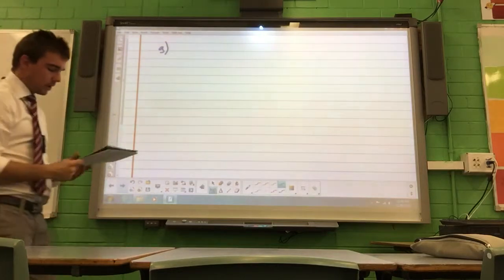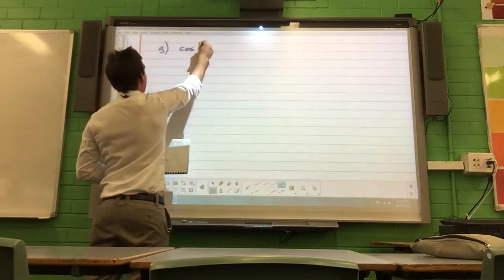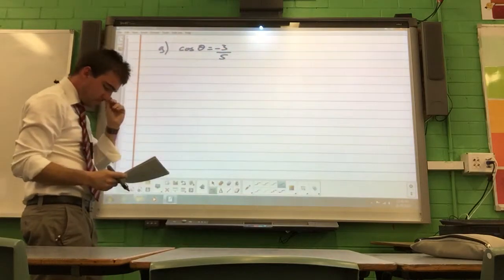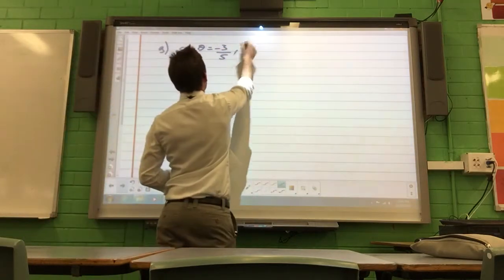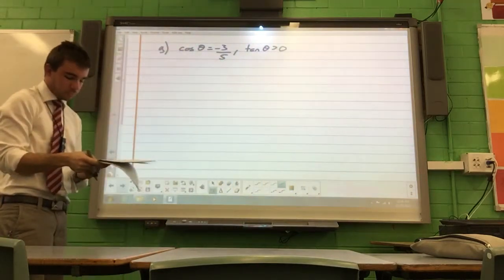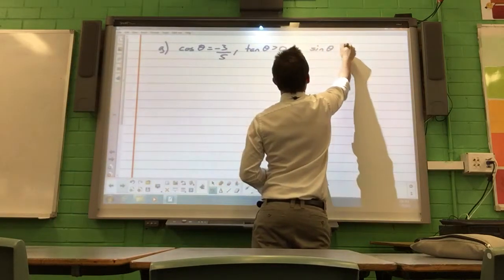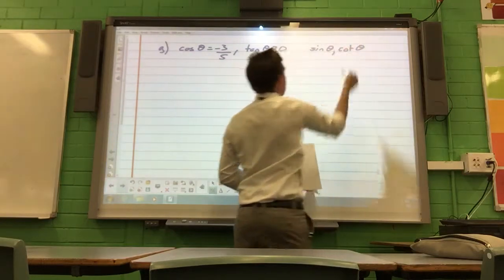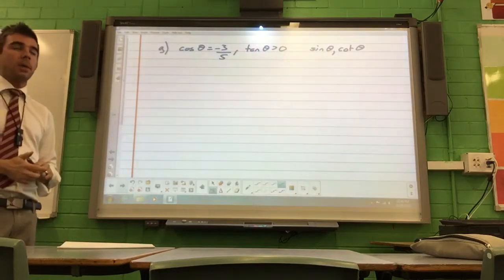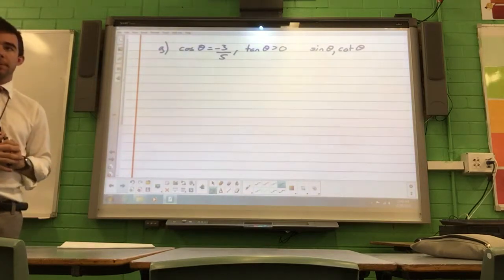The question's a bit more different. You have the condition cos of theta is negative 3 on 5, and we're also told that tan of theta is greater than 0. We need to find the values for sine of theta and cot of theta. Any ideas what I can do to answer this question?